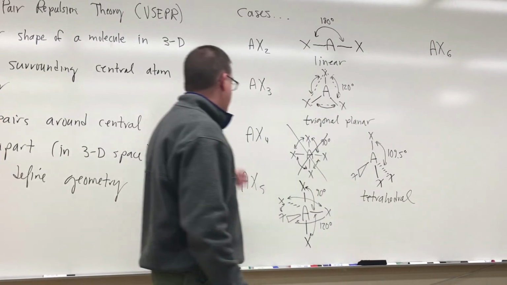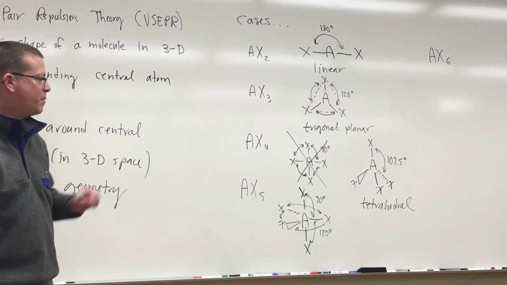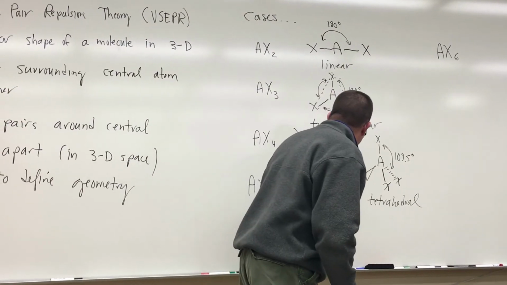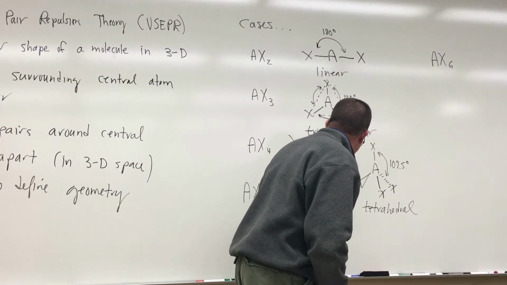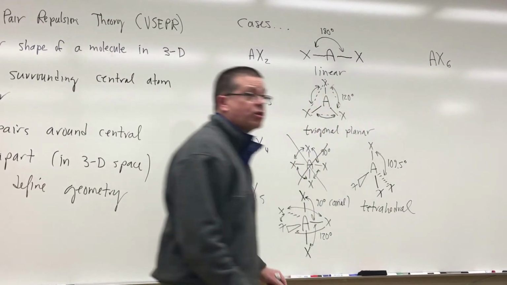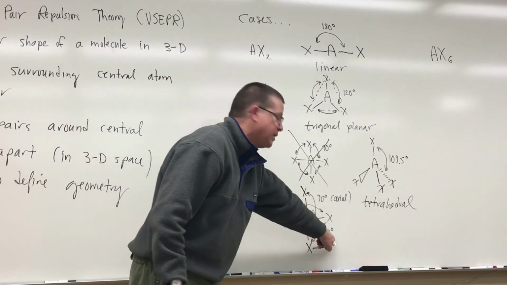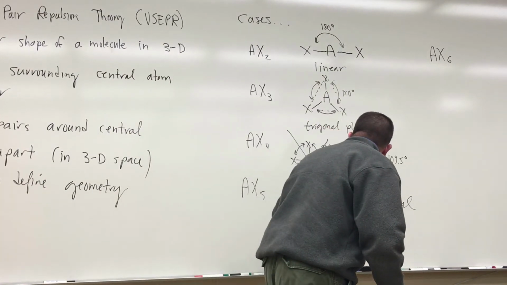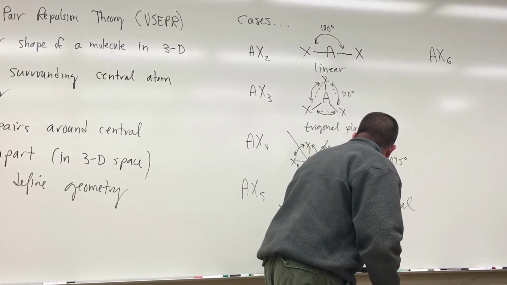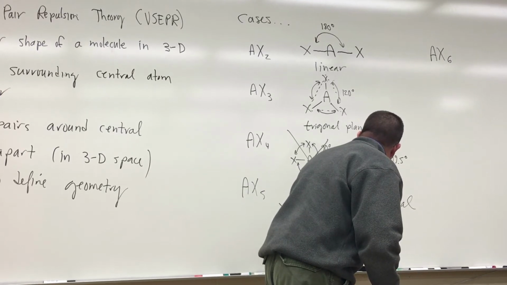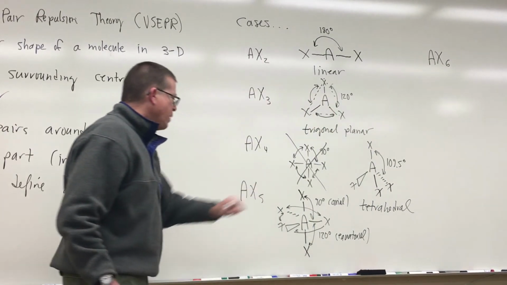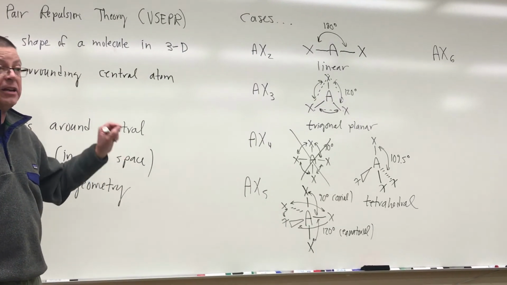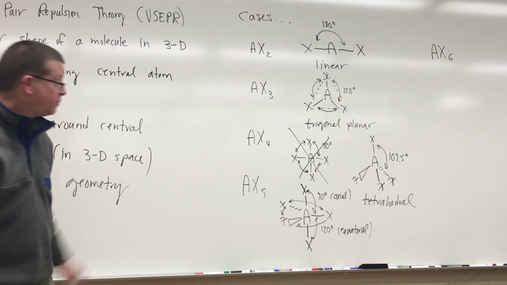All right, so with the AX5, we actually end up getting 2 different bond angles. We get what are called the axial bond angles. Those are the 90-degree ones because they travel up and down. And we get the equatorial ones, which are the 120-degree ones because they go around the equator. All right? So what would we actually call that particular geometry? As it turns out, we call it a trigonal bipyramid.